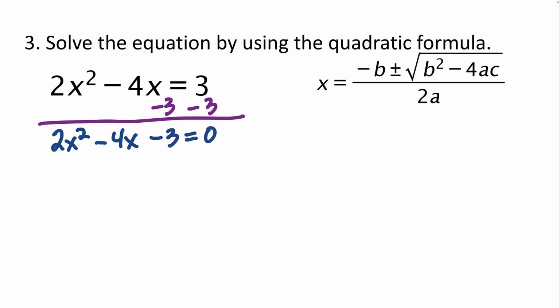Now that we're in standard form, we can identify the coefficients a, b, and c. A is the coefficient of x squared, so a will be equal to 2. B is the coefficient of x, so b will be equal to -4. And c is the constant term, so c will equal -3. Now let's go ahead and plug these values of a, b, and c into our quadratic formula.